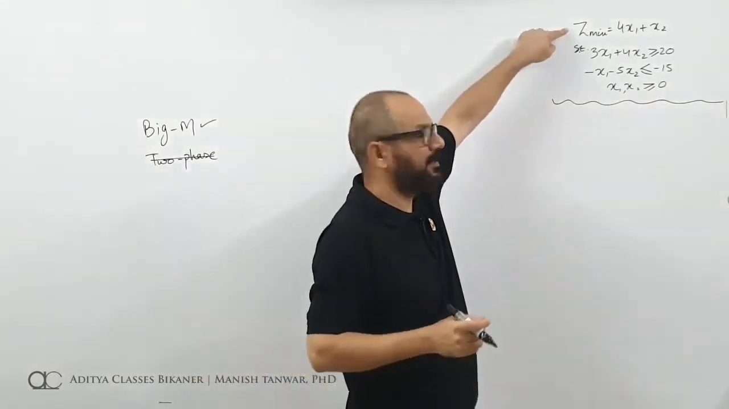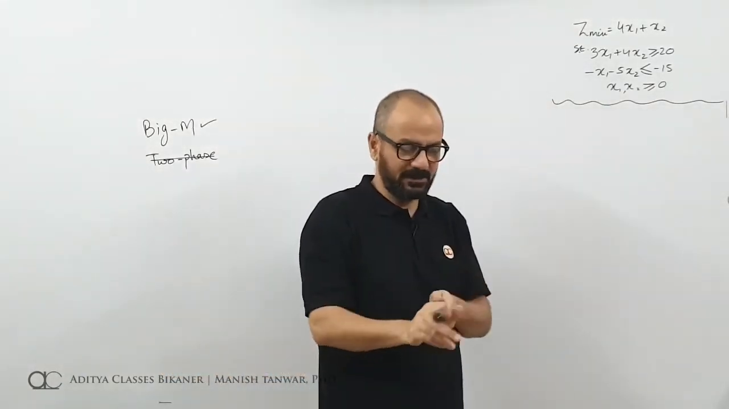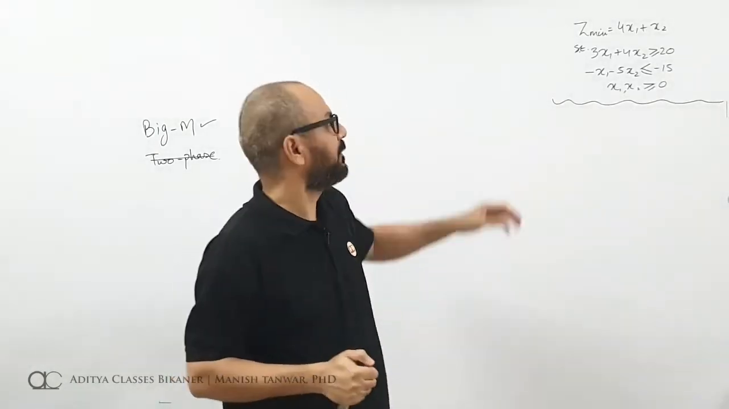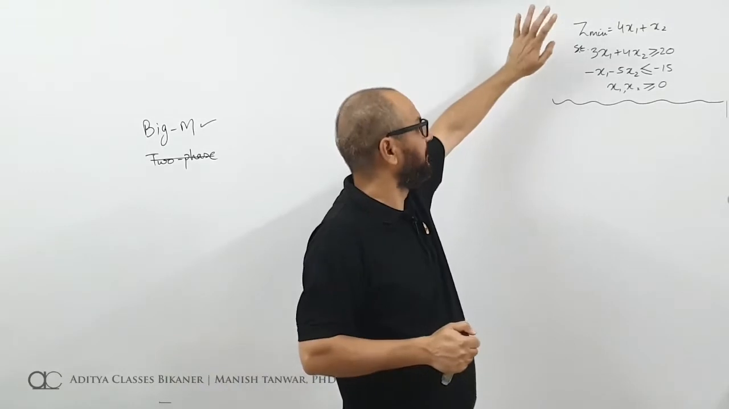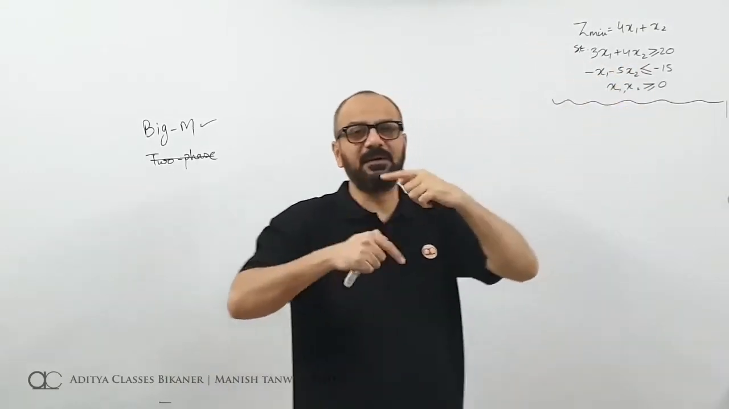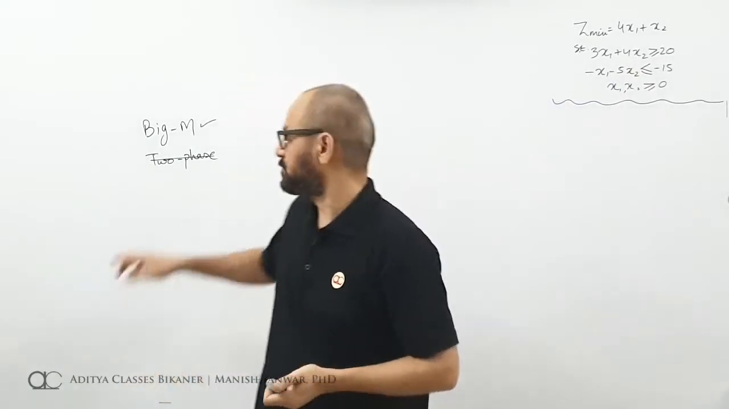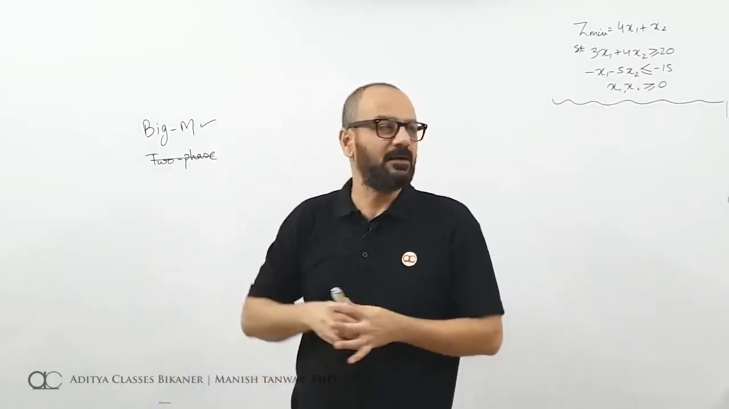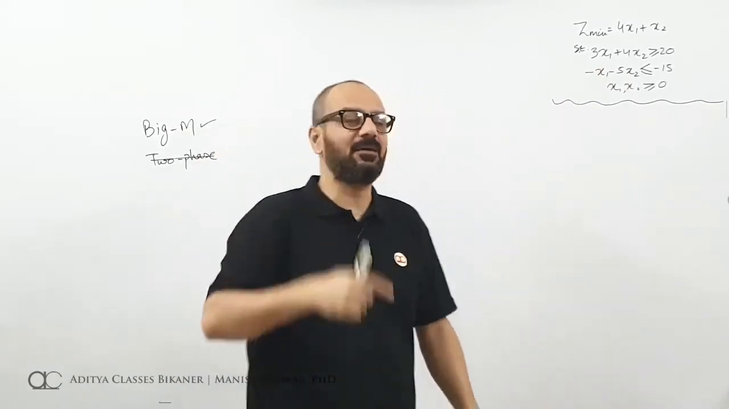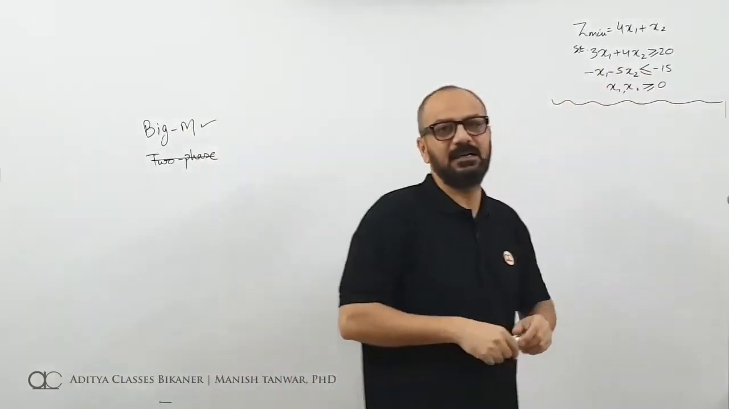For the first time ever, we are talking of Z min. Up till this point, we have taken questions where we were talking about maximization, Z max. Today we will be talking about Z min. Then there is an inequality which is of type greater than, so we need to go to big M. Obviously, when something is of type greater than, we need to go to the big M method. Then there is an inequality in which the RHS is negative.